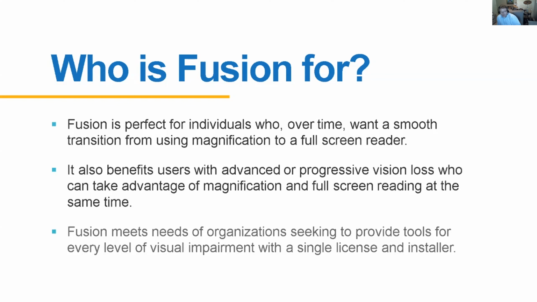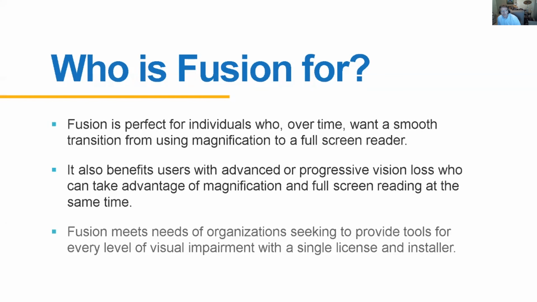So Fusion is great for folks that have, just like that said, progressive vision loss. So maybe right now, magnification is still working for the user, but they know that their vision's going to get worse over time, so they want to start using more keystrokes just to get practice. Fusion is great for that because they can use the features of JAWS while also using what usable vision they have.